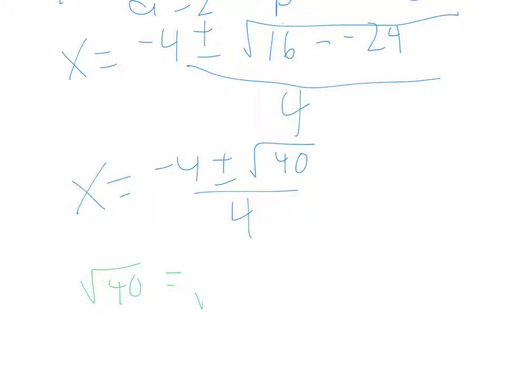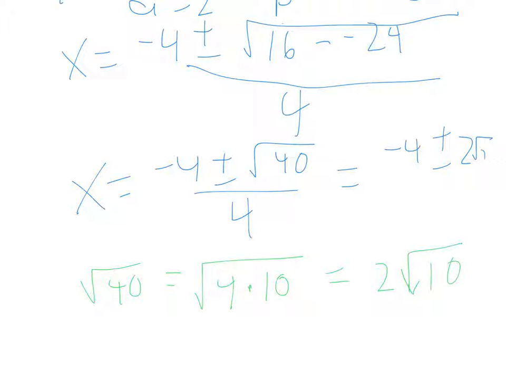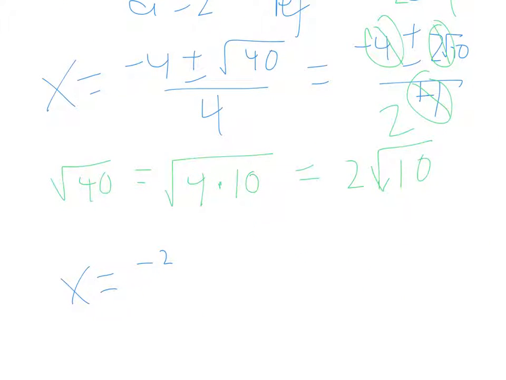Remember, square root of 40, if you want to factor it down, would be just 4 times 10. Square root of 4 is 2, so you're left with 2 times the square root of 10. So this can be rewritten as negative 4 plus or minus 2 square roots of 10 all over 4. Now if you notice, this number and this number are all divisible by 2. So if we reduce that to 2, reduce that to 2, reduce that to 1, divide everything by 2, we would have as our final answer negative 2 plus or minus the square root of 10 all over 2.